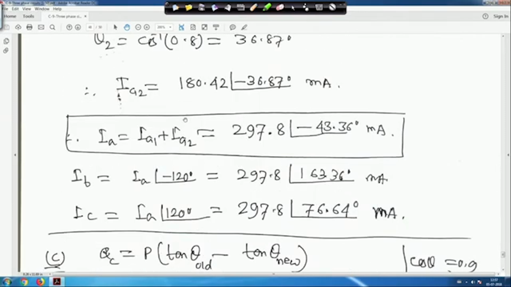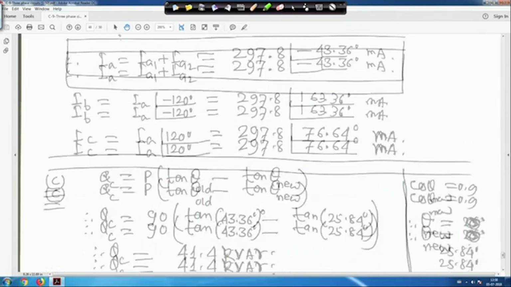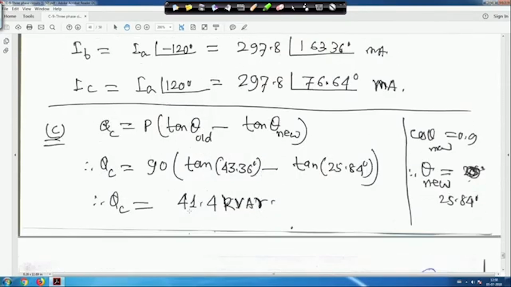So here you have got your IA, and here you substitute, you are getting the magnitude will remain the same, right. Now, QC, this one is a very simple thing, that QC will be P into tan theta old minus tan theta new. How have we got this? Look, we want to improve the power factor to 0.9, therefore theta new is equal to 25.85 degree, right, and this we got.